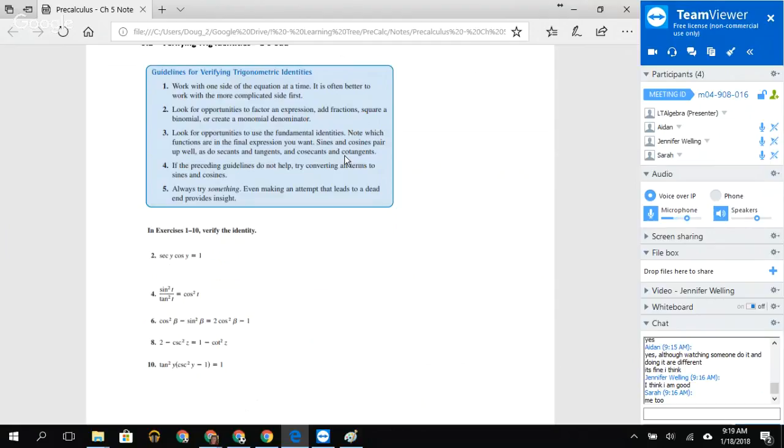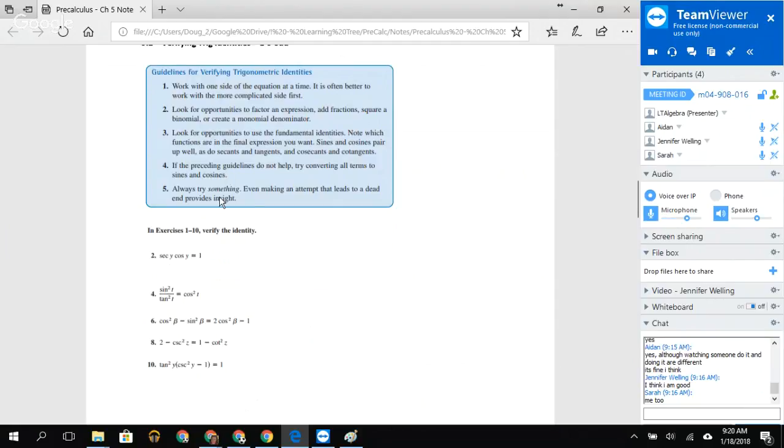So the reason that they said that is if you look back to a couple pages ago, at your fundamental identities, we have the Pythagorean identities, sine and cosine together, tangent and secant together, and cotangent and cosecant together. Step 4, if all the preceding guidelines do not help, try converting all terms to sines and cosines. So I think that is a good tip. If you can get basically down to sine and cosine, then you can maybe see some ways that you can simplify terms or pull things out.